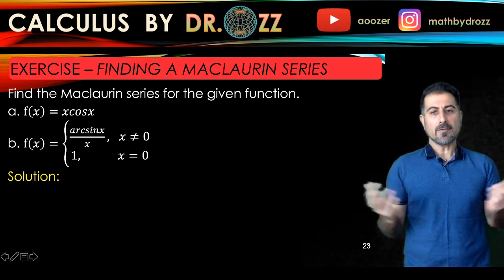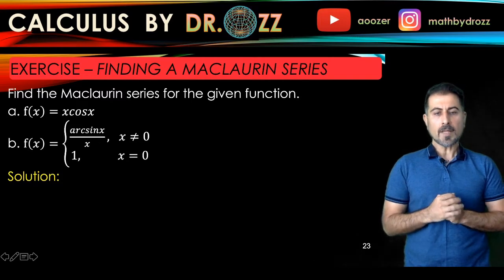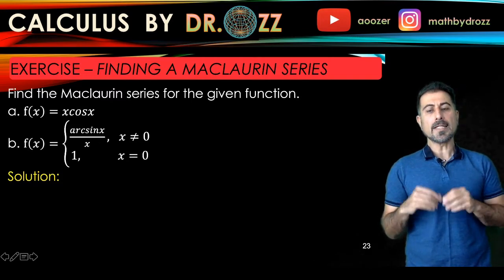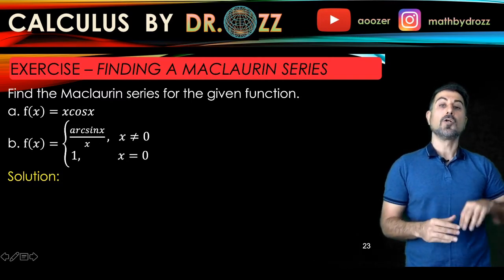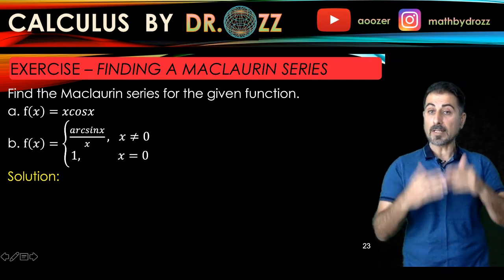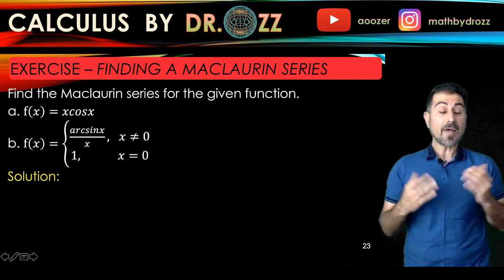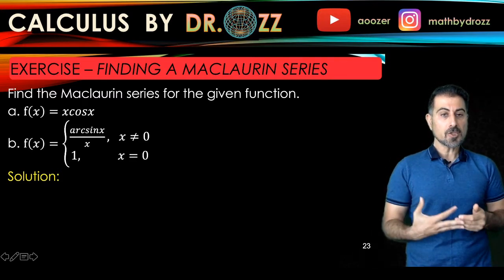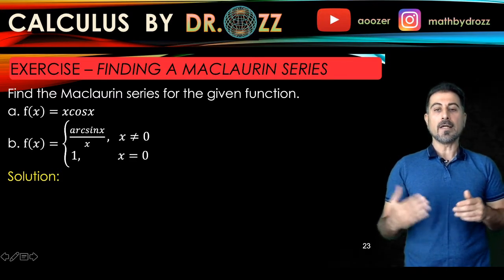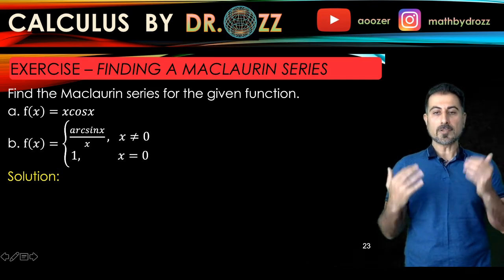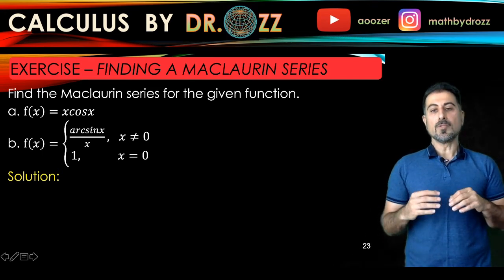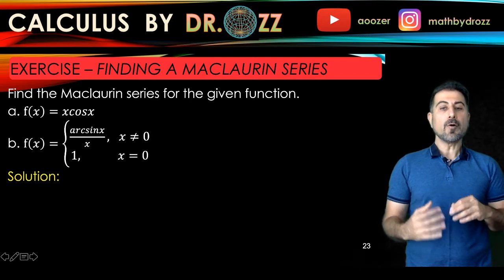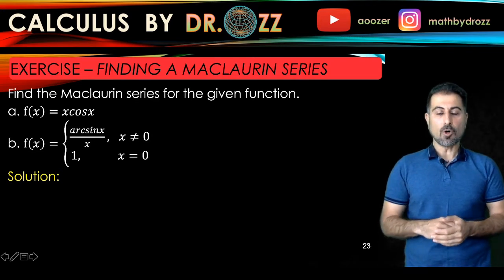In part A, we have just x cosine x. And in that example, we're going to utilize the power series of cosine x to reproduce the power series, or Maclaurin series, of x cosine x. And in the second case, we have a piecewise function, and we're going to utilize the power series of the known elementary function arcsine x to derive the power series of arcsine x over x.